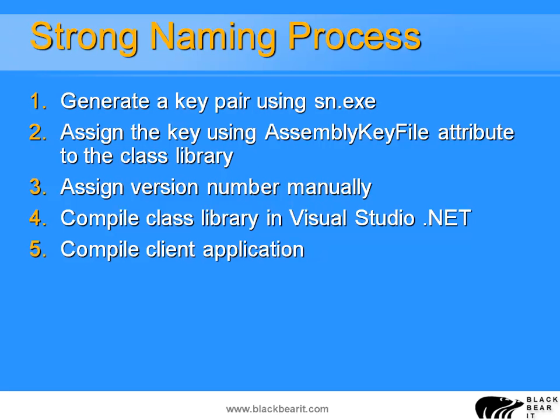This has a few benefits, as we'll soon see, but the steps for actually strong naming is to create yourself a key pair using strongname.exe, to then assign the key using the assembly key file attribute in the class library itself. We will manually assign a version number instead of letting it auto-generate a version number. We're going to then compile the class library in Visual Studio, and then recompile the client application once against that strong named assembly.